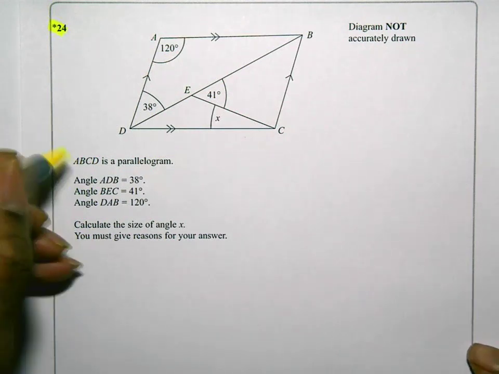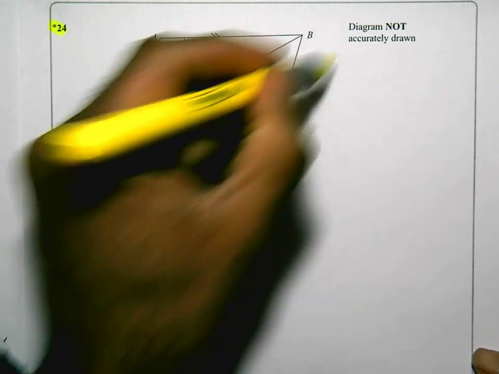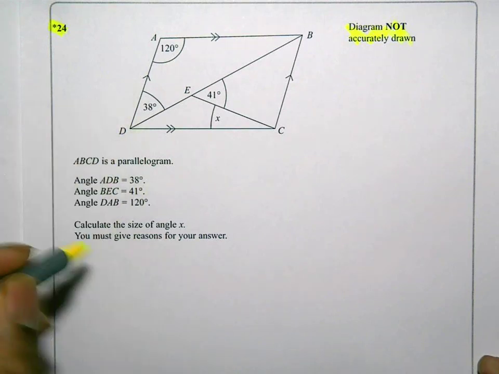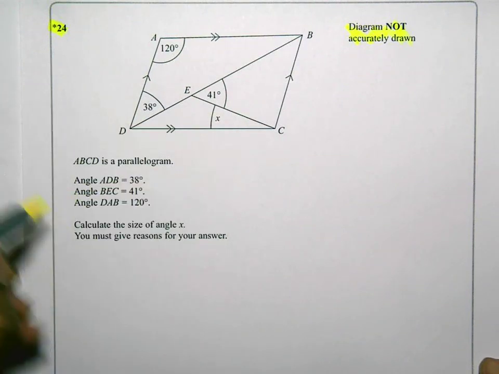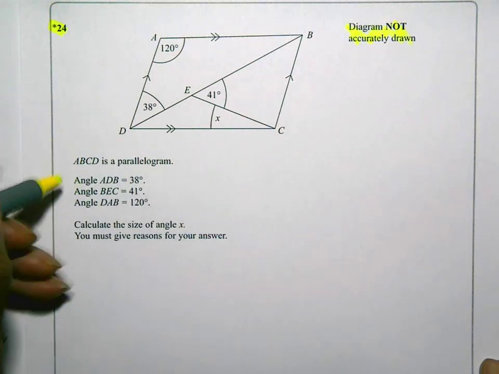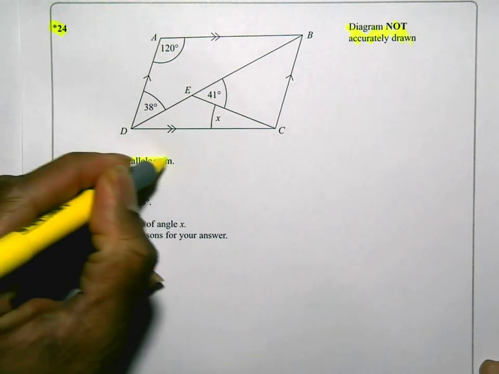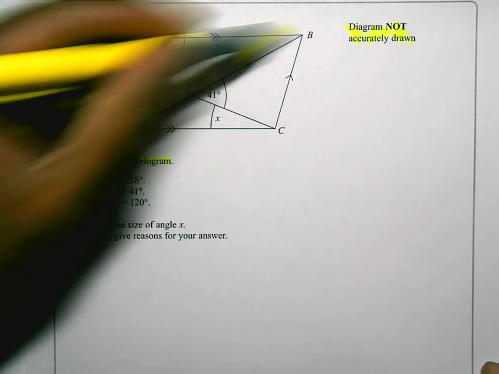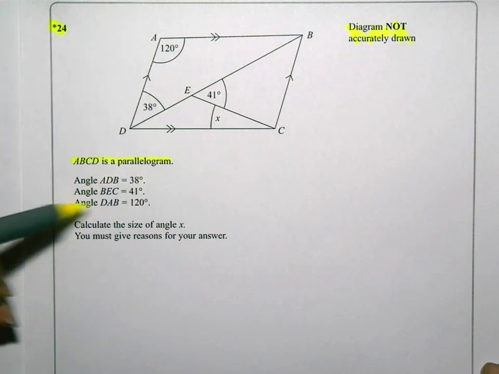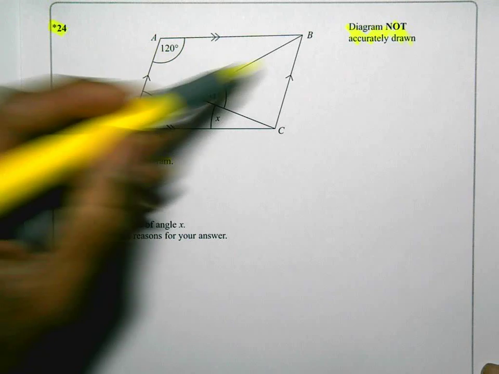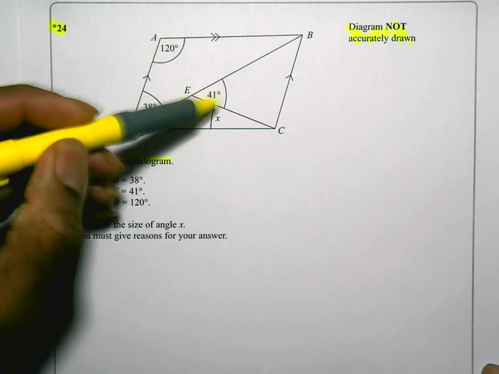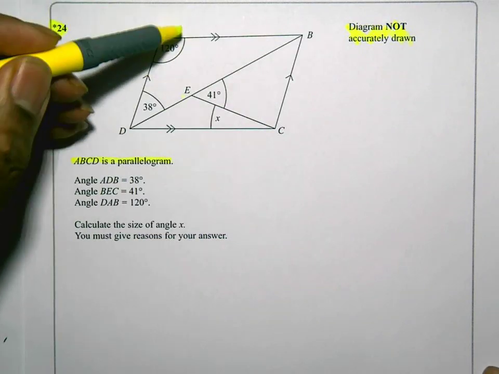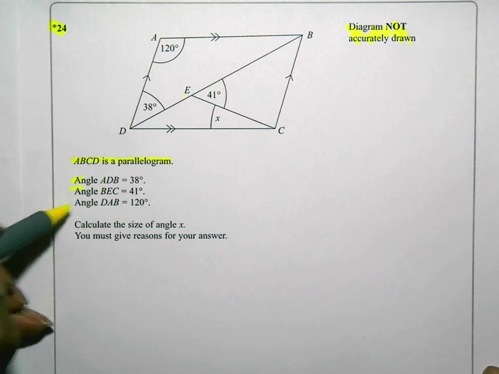So reading through the question, I can see a parallelogram here, and just next to the diagram it says diagram not accurately drawn, so that means I can't use a protractor to measure any angles on it because it's not accurately drawn. So the question says ABCD is a parallelogram, angle ADB, so this angle over here, is 38 degrees, BEC is 41 degrees, and DAB is 120 degrees. So all this information is on the diagram already.